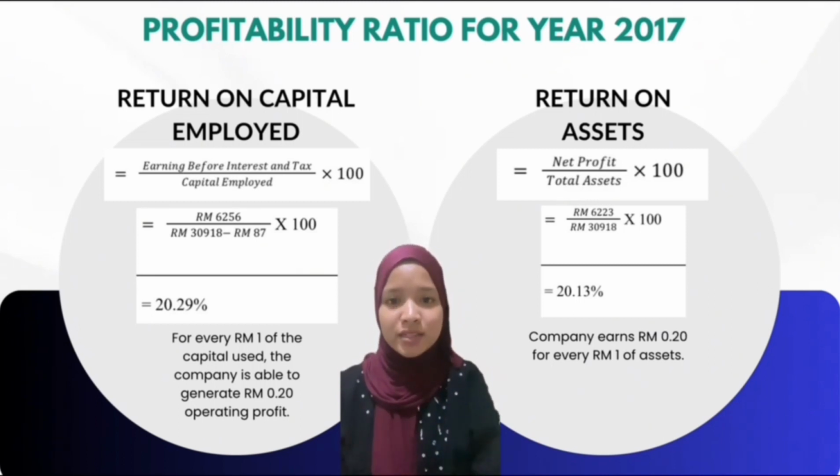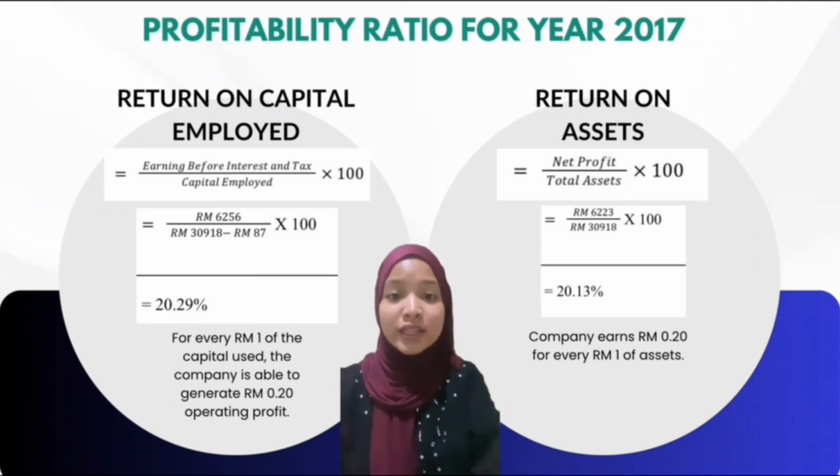So, in this case, we have 6,256 per 30,918 minus 87 multiplied by 100, we get 20.29%. Therefore, for every 1 ringgit of the capital used, the company is able to generate 20 cents operating profit.